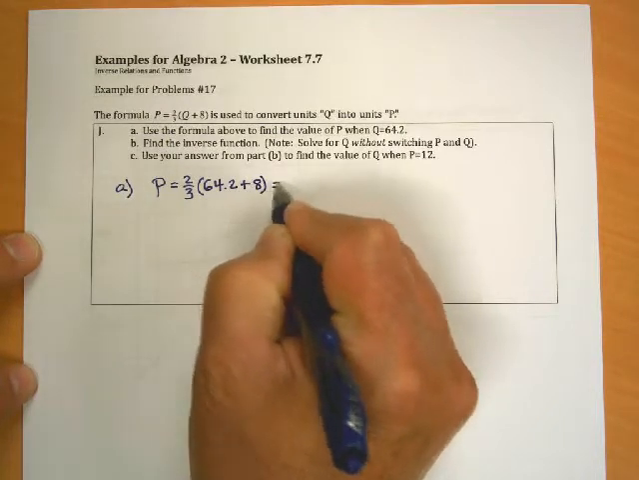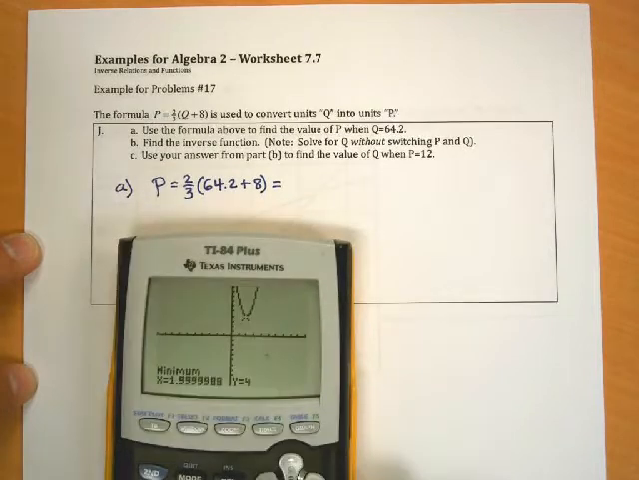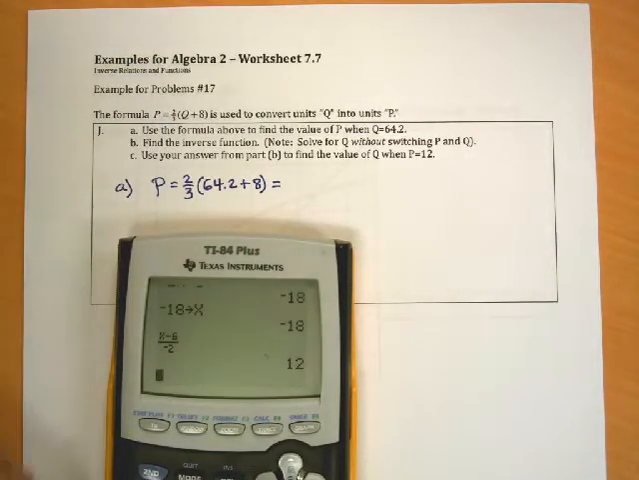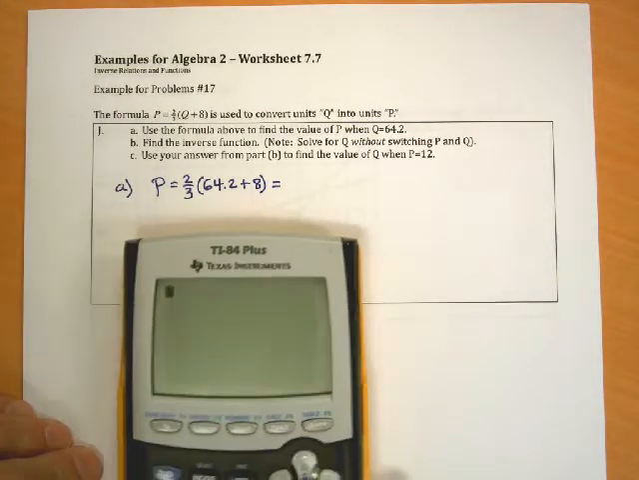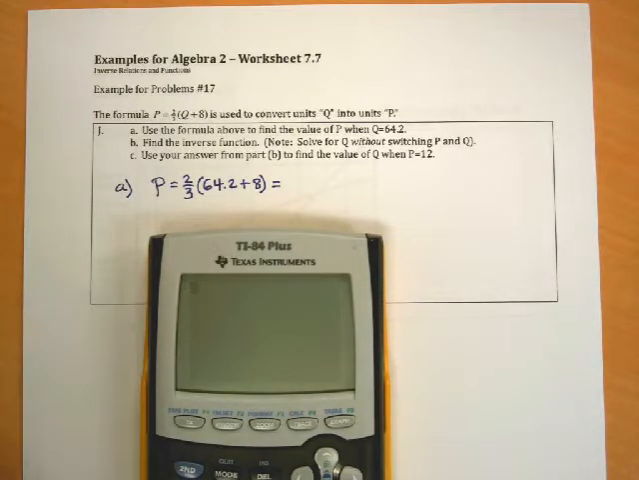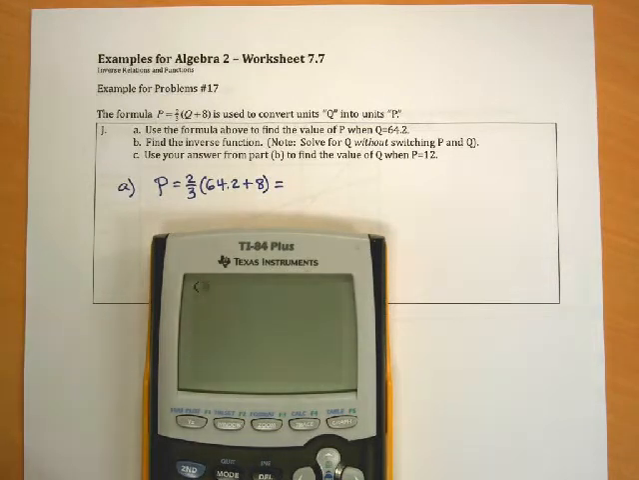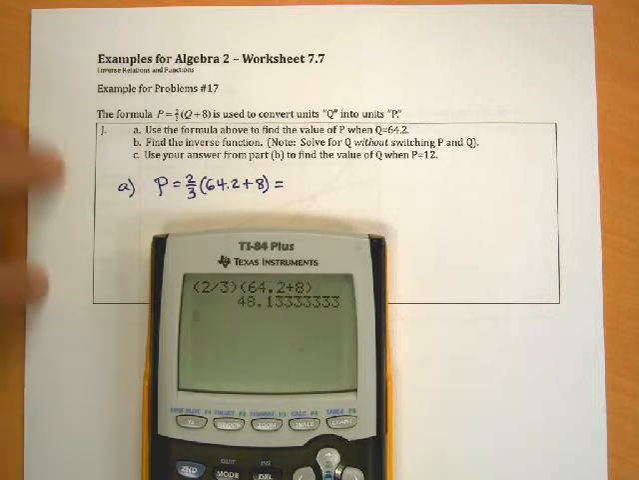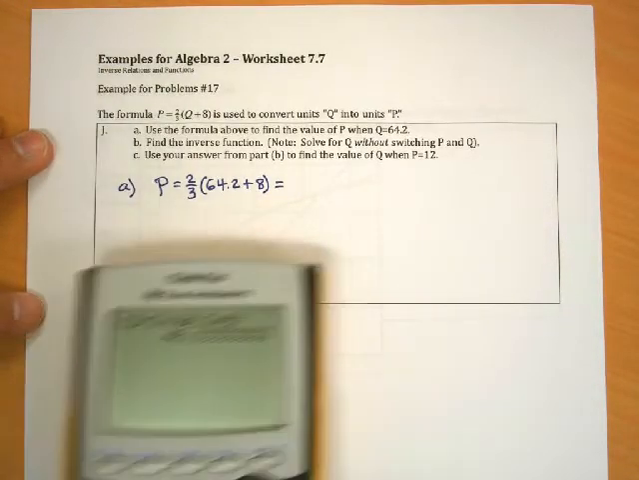I simply plug it in and use my calculator to find that value. So the little fraction key, you can... I often just go 2 divided by 3 in parentheses like that. And then 64.2 plus 8 inside the parentheses, and this gives a value of 48.13.